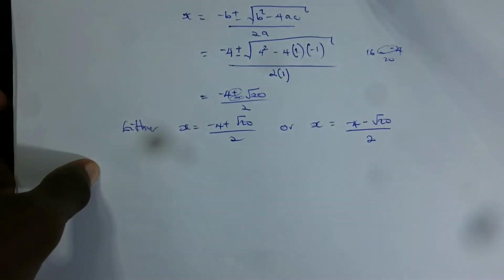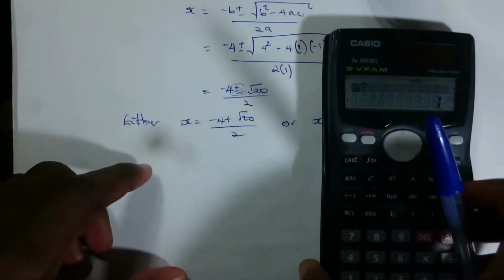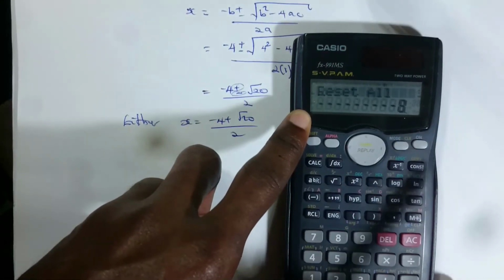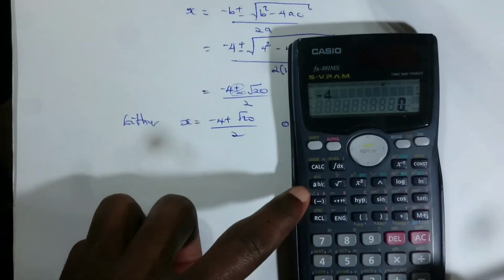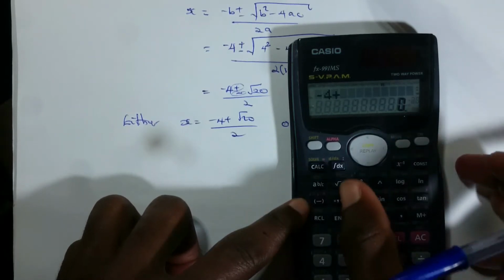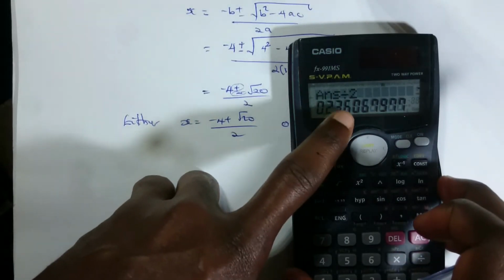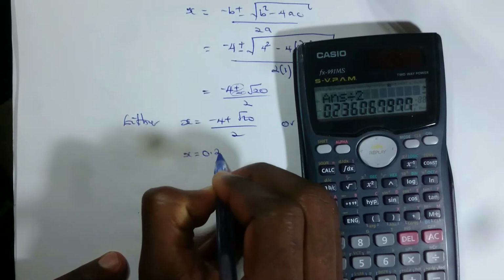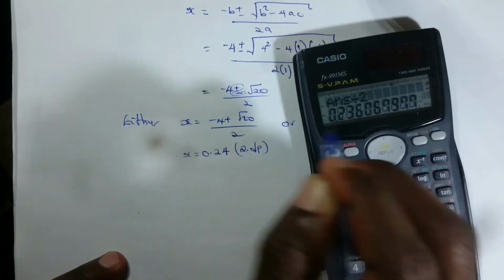So now we can maybe use a calculator, because I see this is not going to be an exact number. Let me first clear my calculator. So now we have minus 4, okay, negative 4 plus root 20. We have that divided by 2. What do we have? 0.236. Let's round to 2 decimal places, so that we have x equals 0.24 to 2 decimal places.